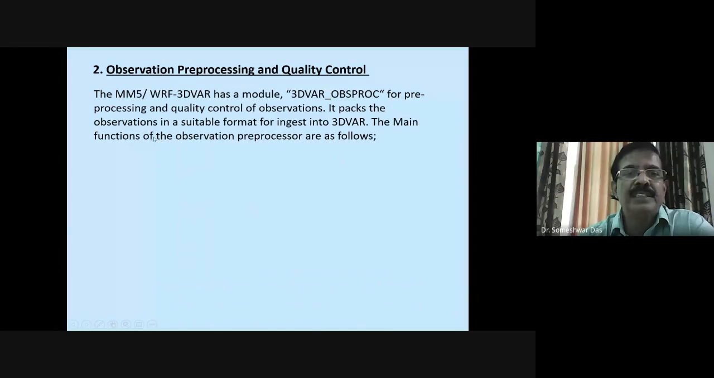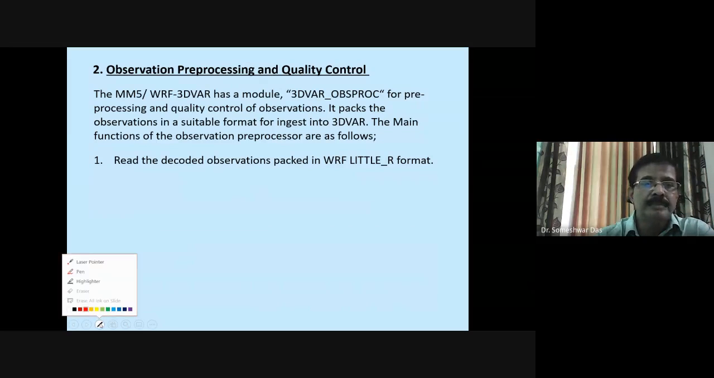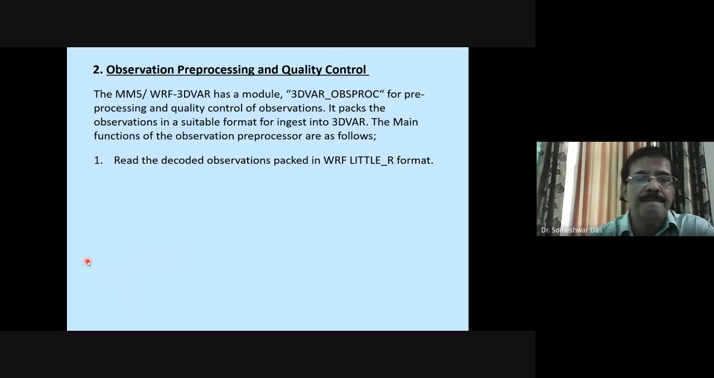The main functions of the observation pre-processor are as follows. Number one, read the decoded observations packed in WRF little r format. Okay, this is another important thing. We start using the laser pointer.